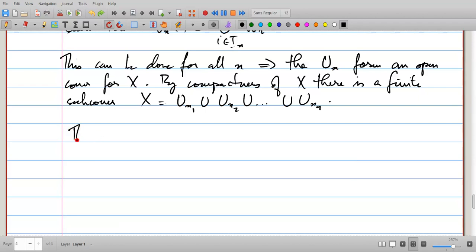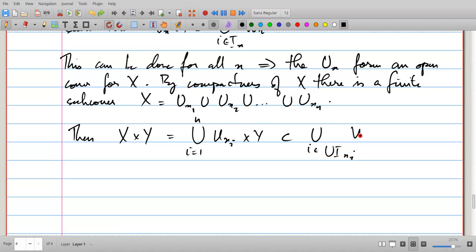So then X cross Y is equal to the union of UXI cross Y, which is contained in the union of the IXIs WI, because each UXI is contained in the union of I in IXI of WI.